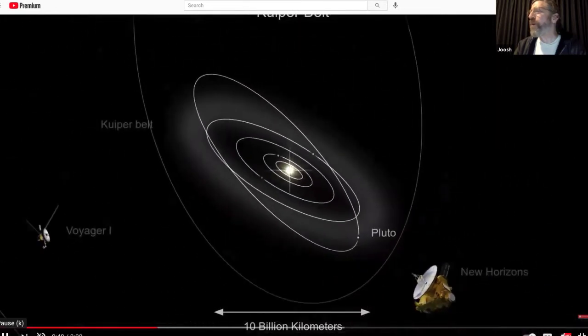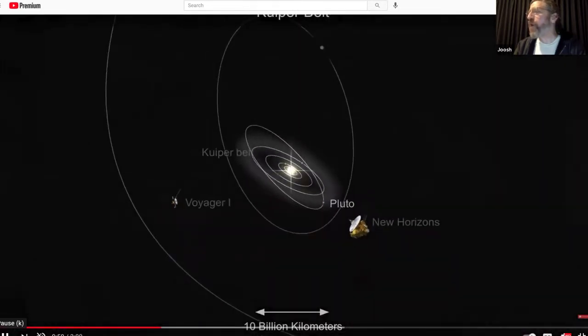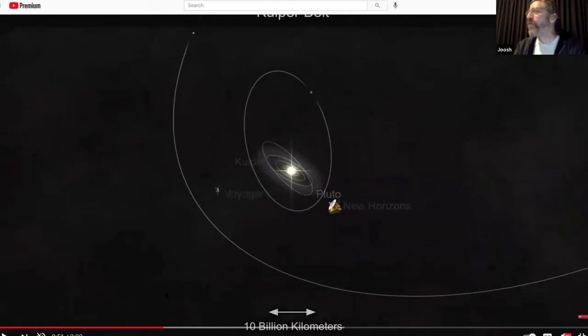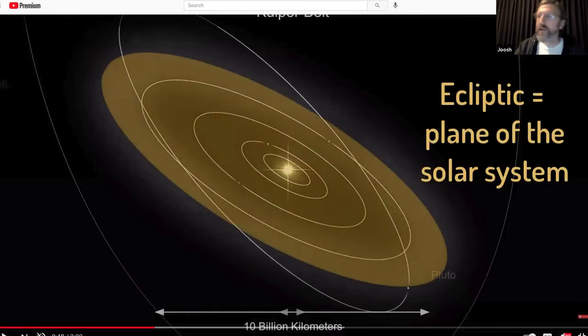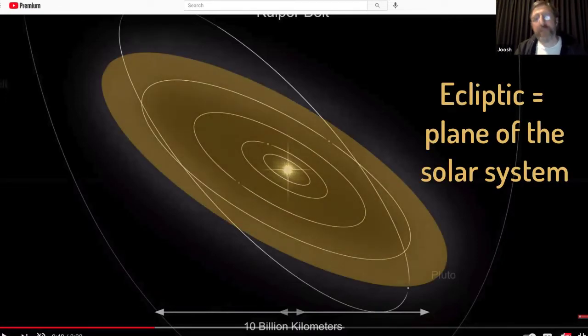Whoa, what is going on with those things? We got Pluto, we got the Kuiper Belt, and we got some other weird things going on. You'll notice that Pluto orbits in an ellipse that is not in the plane of our solar system. Everything, just to see this again, all the planets are in one plane. That plane is called the ecliptic plane.